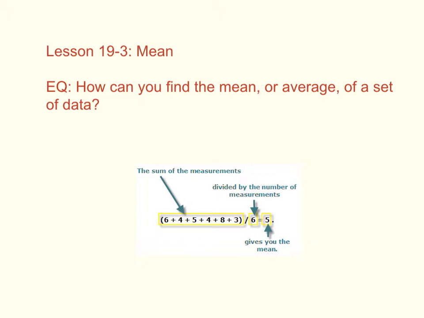This is lesson 19-3, mean. Our essential question: how can you find the mean or average of a set of data? And here's a perfect example of that. It tells you to find the sum of the measurements divided by the number of measurements, which gives you the mean. And we're going to break that down.